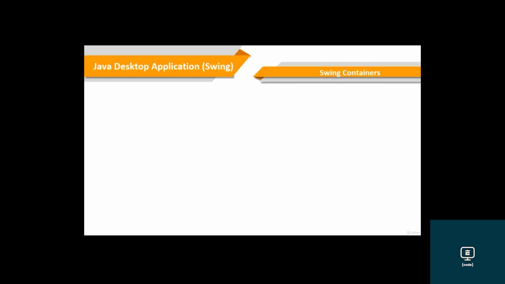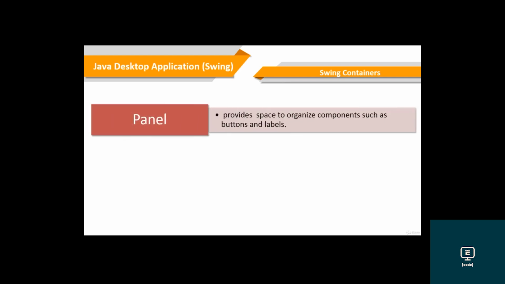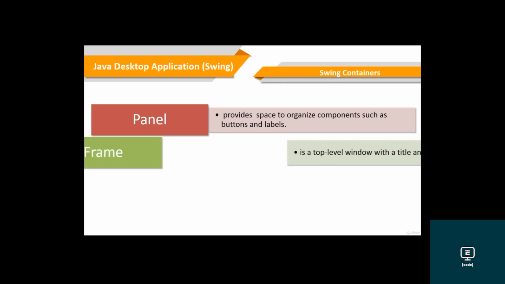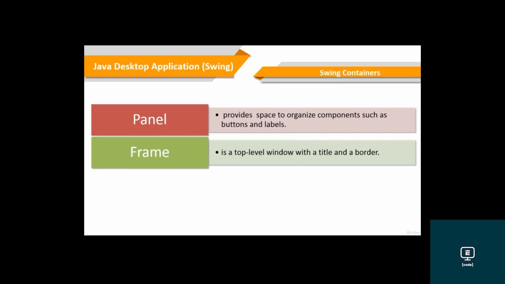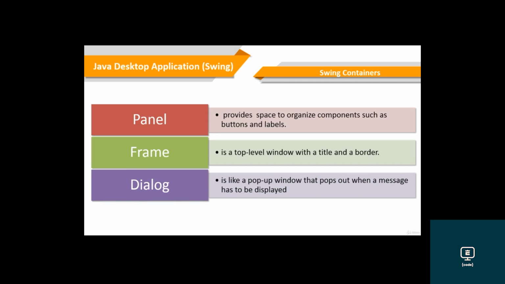So there are three types of containers. The panel. The panel provides space to use and organize components such as buttons and labels. The panel does not contain a title bar, menu bar, or border. Generally, panels are used in the frame. Frame is a top-level window with a title and a border. And dialog is like a pop-up window that pops out when a message has to be displayed.